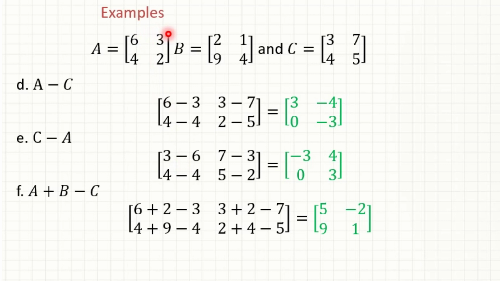You also have 3 plus 1 minus 7, sorry. It's supposed to be 3 plus 1 minus 7. 3 plus 1 is 4, minus 7 should be negative 3 here. Also, we have 4 plus 9 minus 4, you get 9. 2 plus 4 minus 5, that will be 6 minus 5, you get 1.